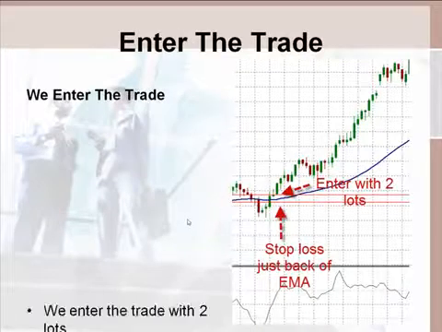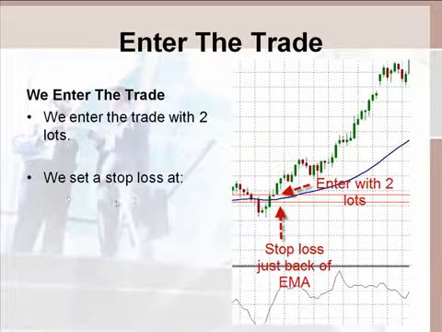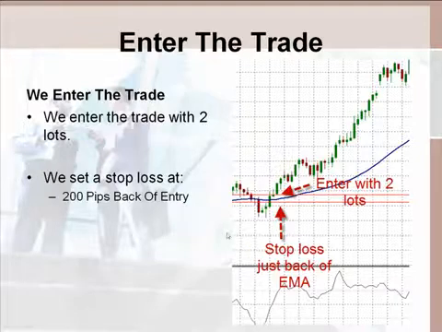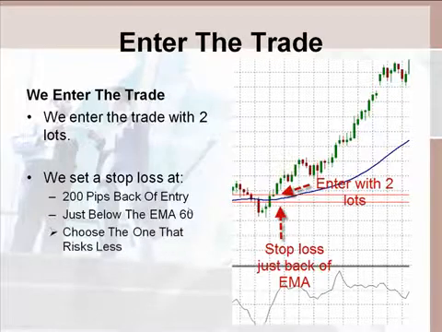And we enter the trade with two lots. So here's our entry point. And we set our stop loss at either 200 pips back of the entry point or just below the EMA 60. In this case, we set it just below the EMA 60. It was only about a 60 pip stop. The currency pair was in a strong uptrend, but it wasn't moving quickly in this case. And of course, we choose the one that risks less, and in this case, we did.